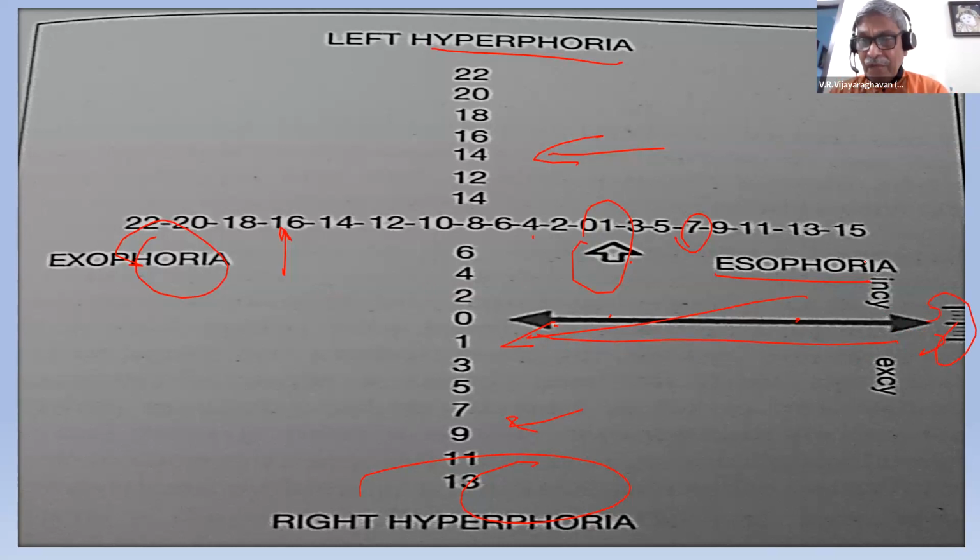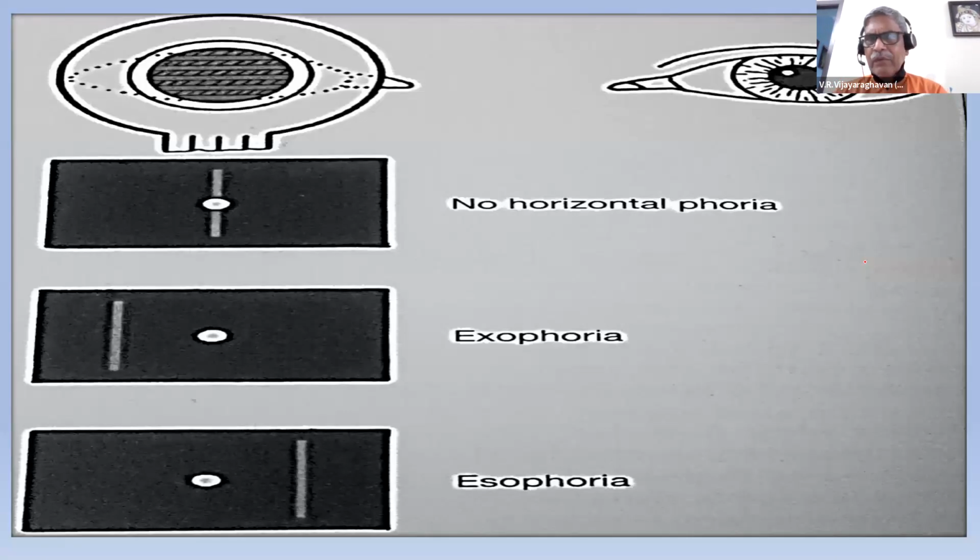For phorias for near, to bring it out, we have to use a Maddox wing test. Never forget, these are common exam questions for you. Next, now, one more test that I can do for phorias for distant objects. Now we have got what is called Maddox wings.